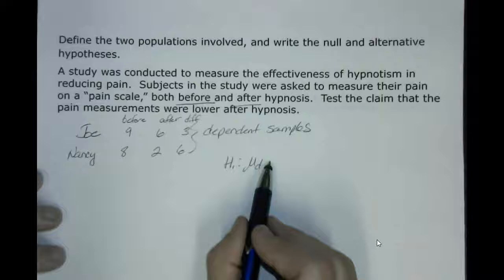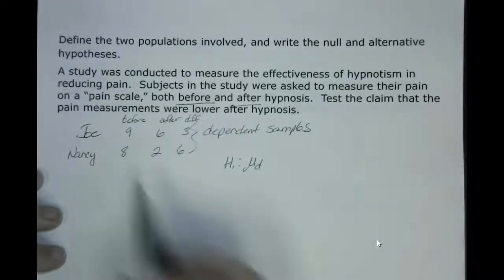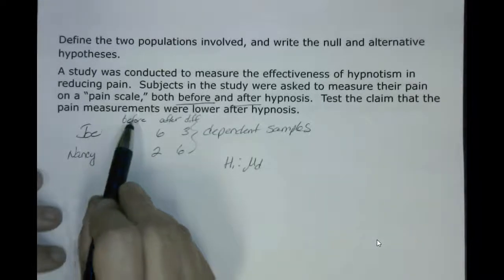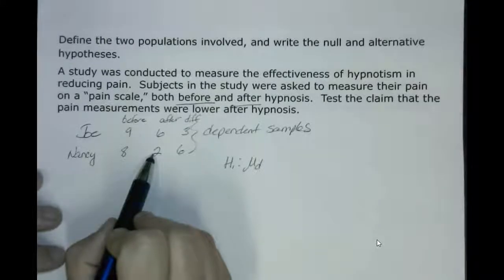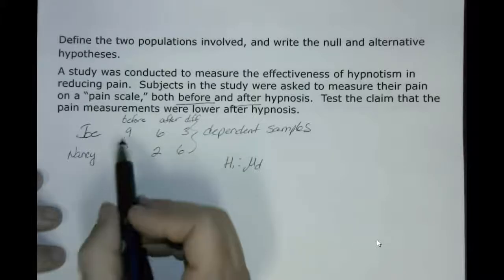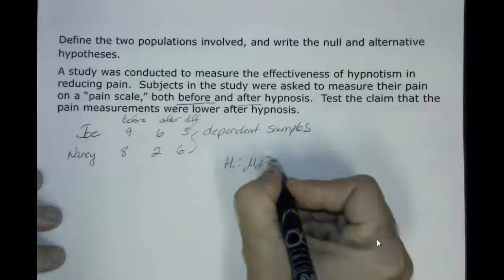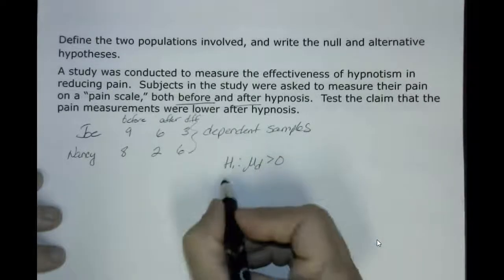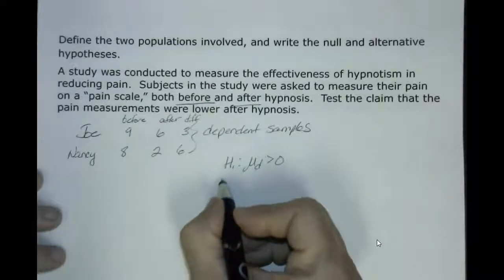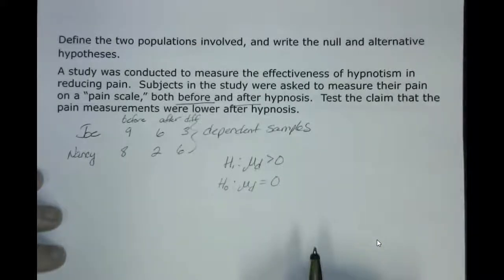And what you would want to know for your hypothesis is, should these differences be coming out to be positive numbers or negative numbers? In other words, on average, were the before measurements bigger or smaller than the after measurements? On this one, if the hypnosis was working, then you'd expect the after measurements to be smaller. So your differences should mostly come out to be positive. So your H1 would be that mu sub d is greater than 0. Your null hypothesis would be that it's equal to 0.